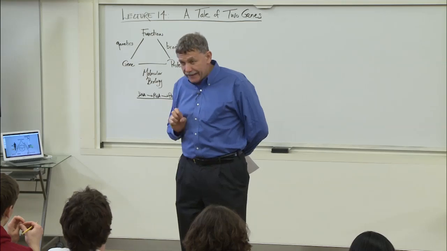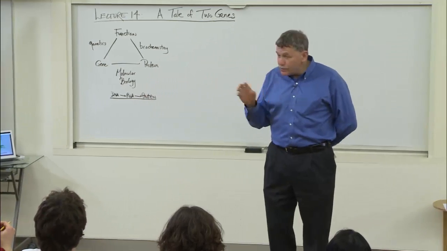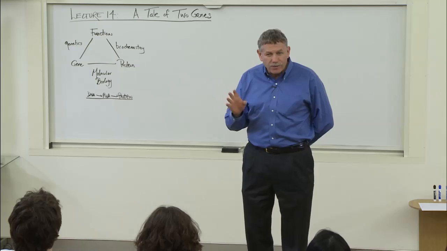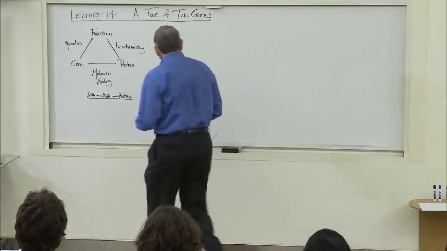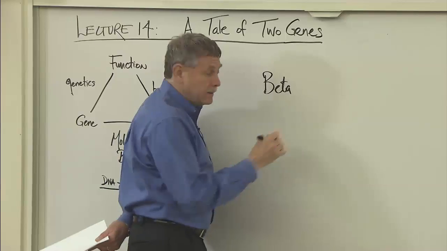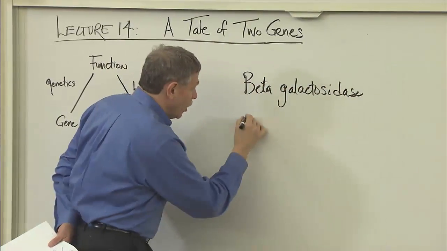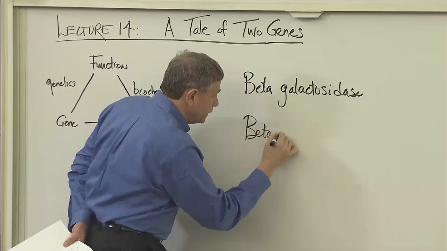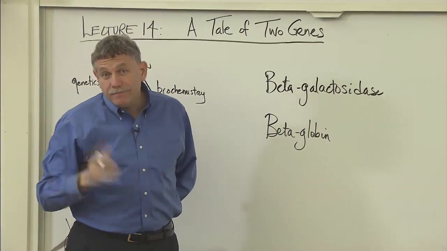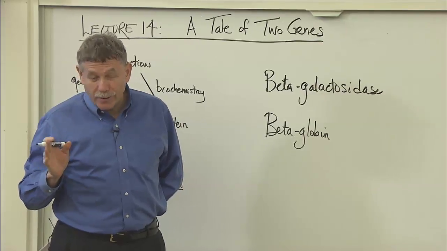And so today, the plan is a tale of two genes. We're just going to talk about two genes. In fact, the genes even sound alike. One of them is called beta-galactosidase, and the other one is called beta-globin. So we can even call this a tale of two betas. But these genes are actually wildly different in all other important respects.